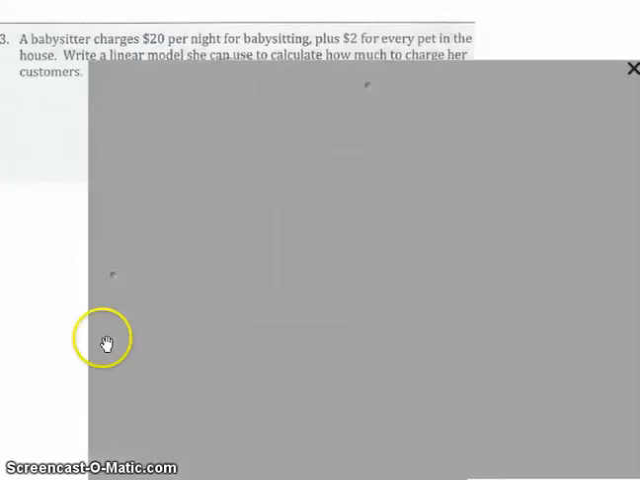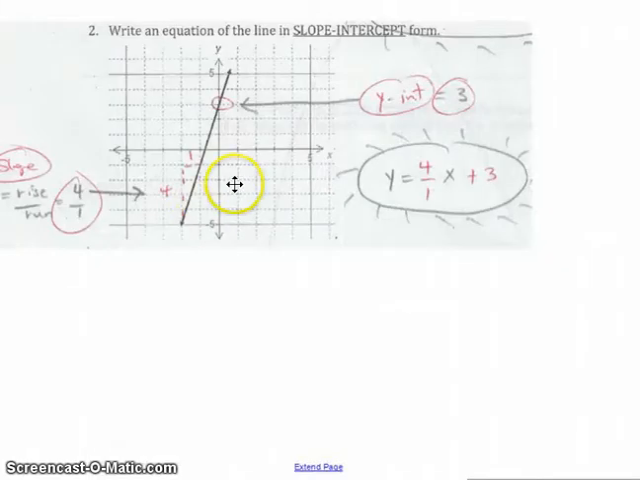Next slide. Now we put it into a word problem. I need to make sure that you understand that, so let's look back at the picture. The y-intercept is considered to be where you start in your growth or your shrinking of one of these linear equations.